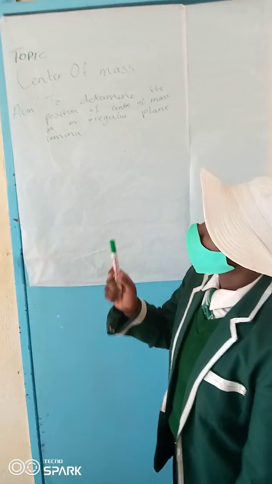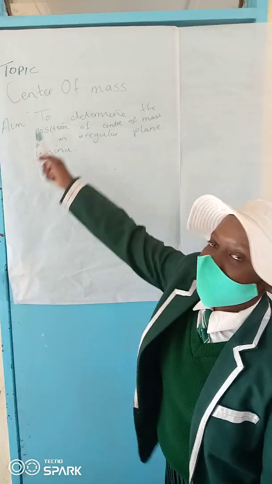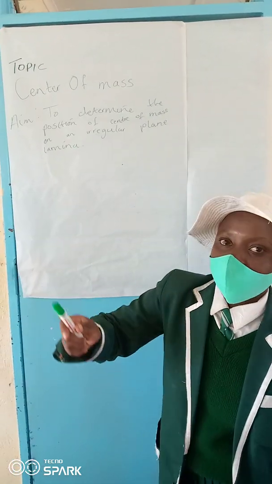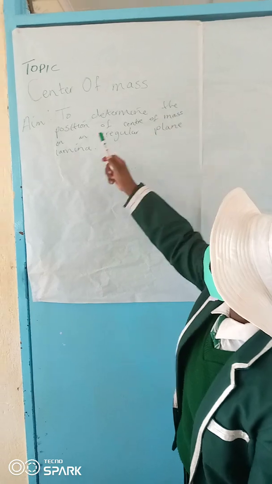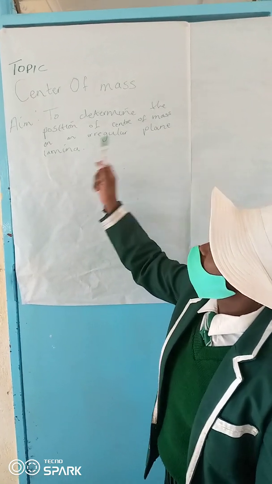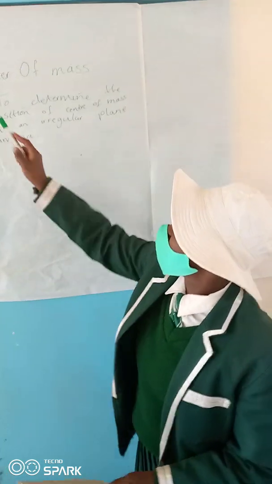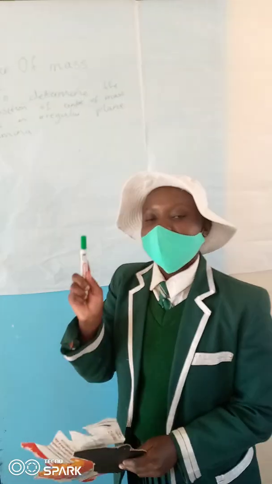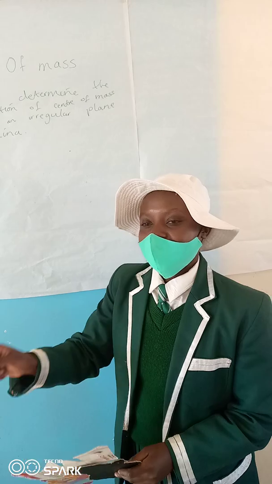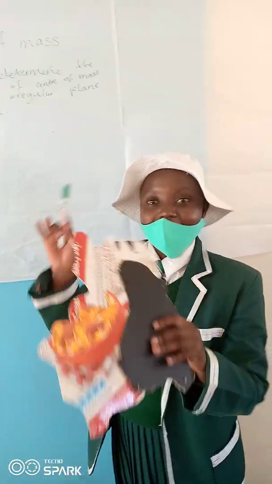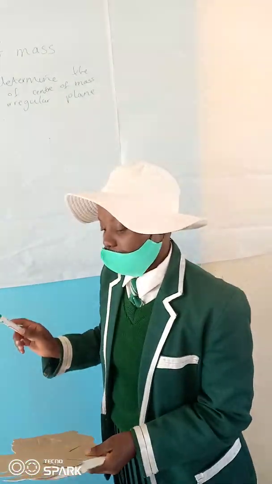So on today's tutorial, we're going to be looking at center of mass. Our objective is to determine the position of center of mass on an irregular plane lamina. What you first need to know is what center of mass is. Center of mass is the imaginary point at which the entire mass of a body acts.